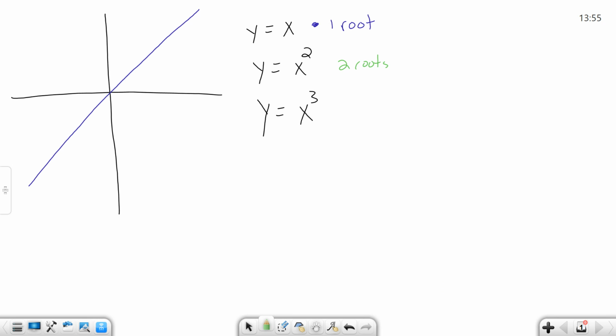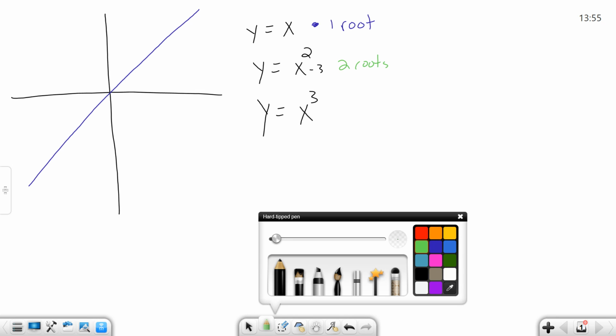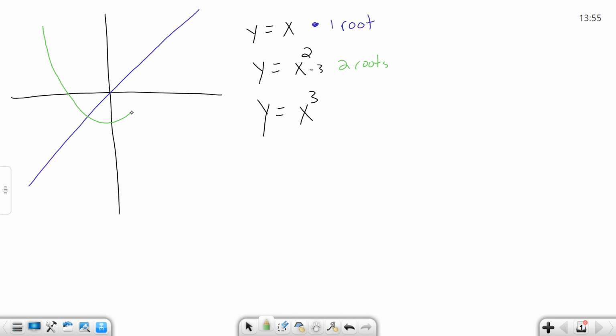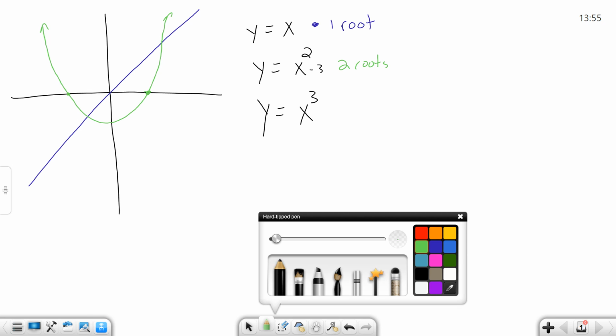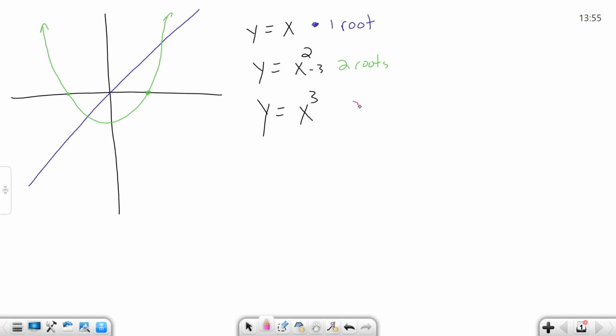Okay. If this is, ooh, that was no bueno. Actually, that's going to have one root. Minus 3. Now we have two roots. One and two. And then we'll have 3 for this one.